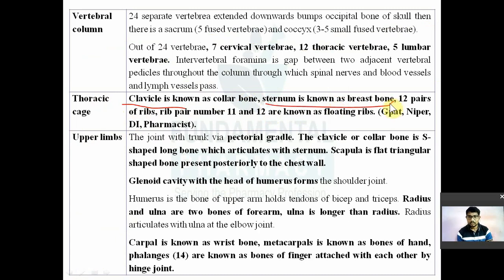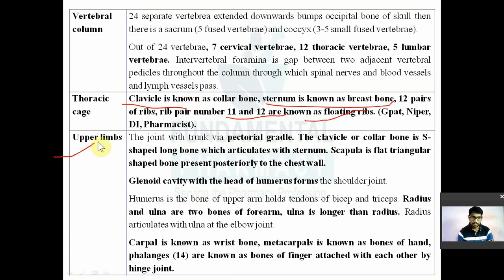Okay. And in the thoracic cage, there are 12 pairs of ribs, and out of that, rib number 11 and 12 are known as floating ribs. जो रिब्स होते हैं आपके 11 नंबर का 12 नंबर का, दे आर नोन एज फ्लोटिंग रिब्स. वो फ्लोट करते हैं, वो नॉट अटैच्ड, दैट्स व्हाई दे आर नोन एज फ्लोटिंग रिब्स.